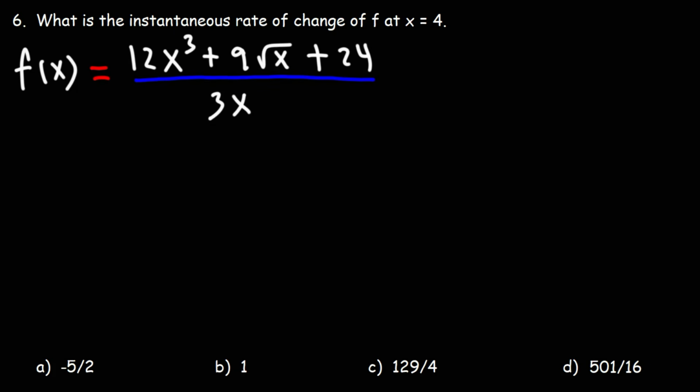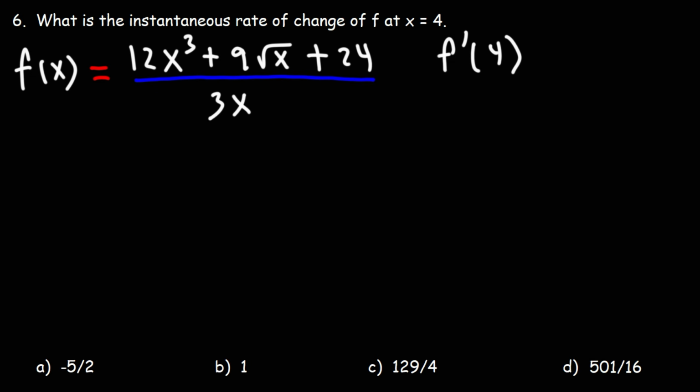Number 6. What is the instantaneous rate of change of f at x equals 4? Feel free to pause the video if you want to try it. The instantaneous rate of change at x equals 4 is equal to f prime of 4. This is the same as the slope of the tangent line. So what we need to do is find the derivative of f and then plug in 4.